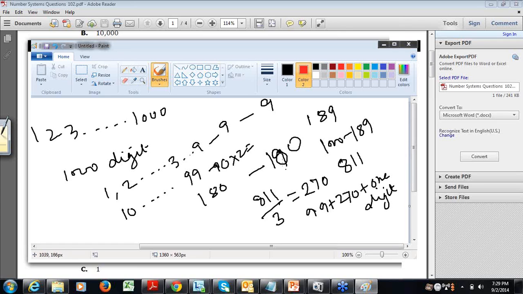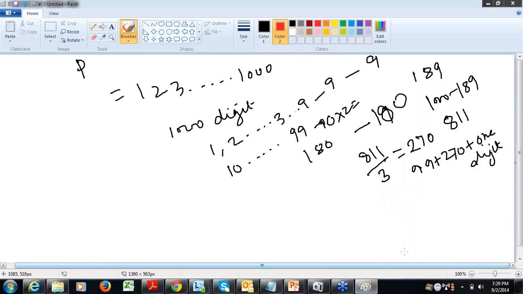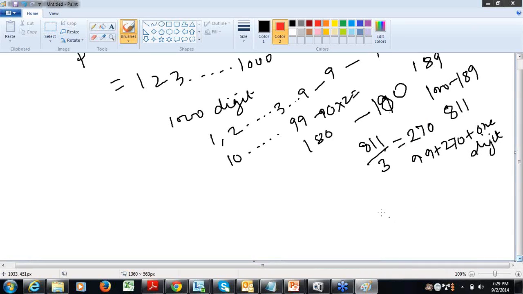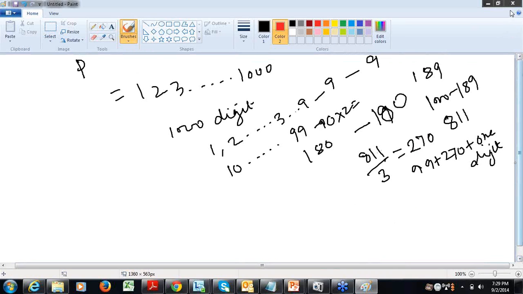Okay, let me explain once again. So it is given numbers are written sequentially from 1, 2, 3, 4 till 1000. So what do you have? You have 1-digit numbers, 2-digit numbers, and 3-digit numbers and one 4-digit number, that is 1000.